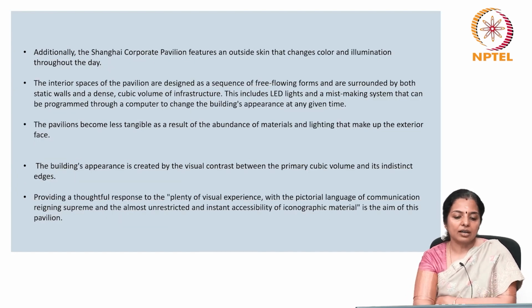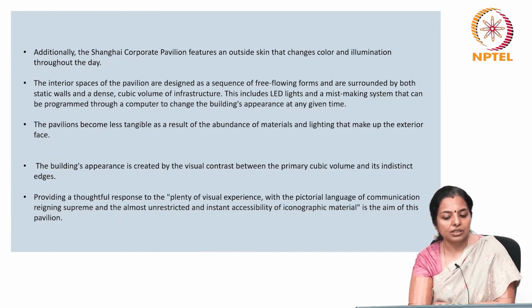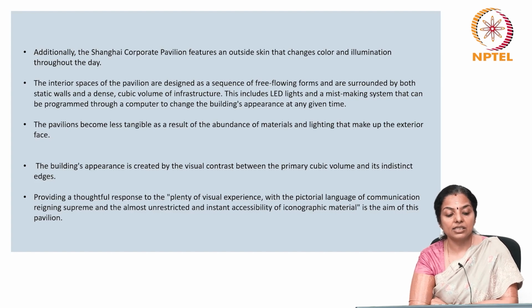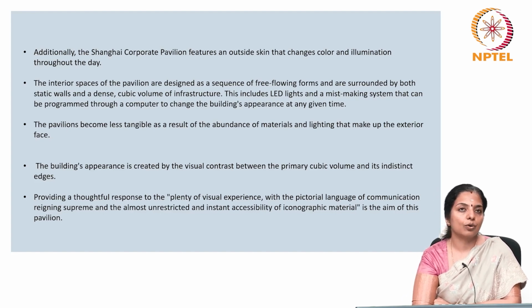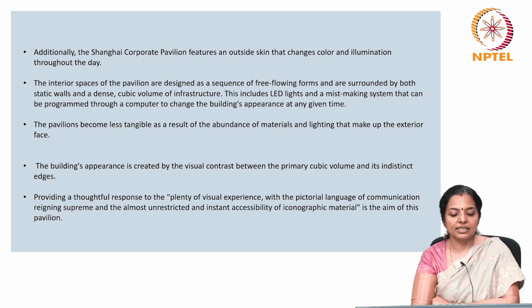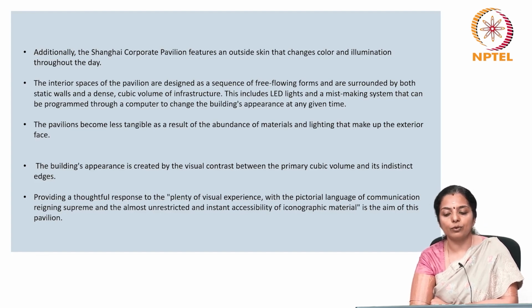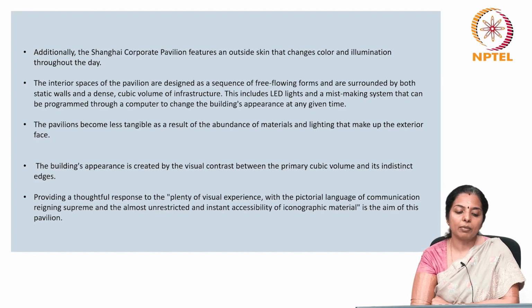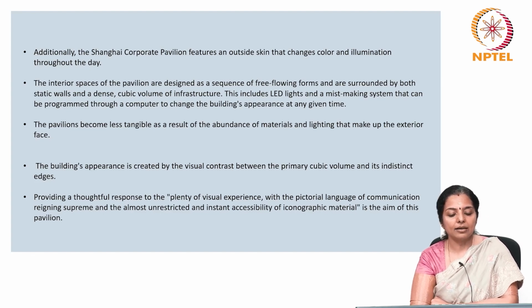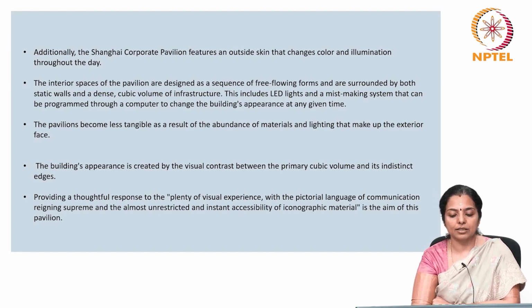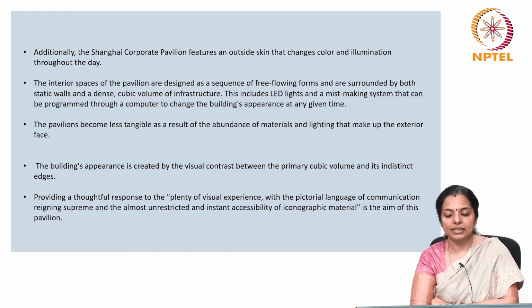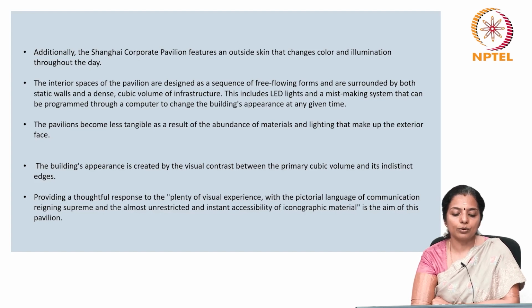Additionally, the Shanghai Corporate Pavilion features an outside skin that changes color and illumination throughout the day. The interior spaces of the pavilion are designed as a sequence of free-flowing forms and are surrounded by both a static wall and a dense cube volume of infrastructure. This includes LED lights and a mist making system that can be programmed through a computer to change the building's appearance at any given time.